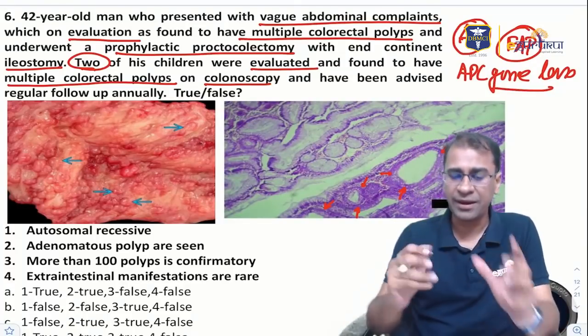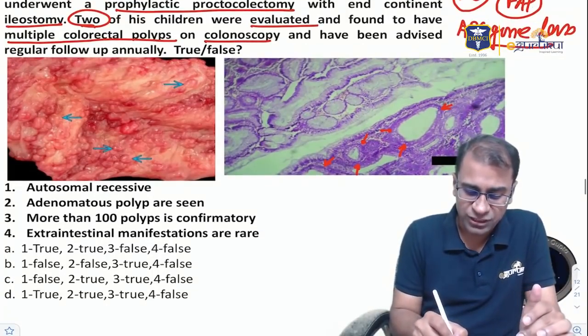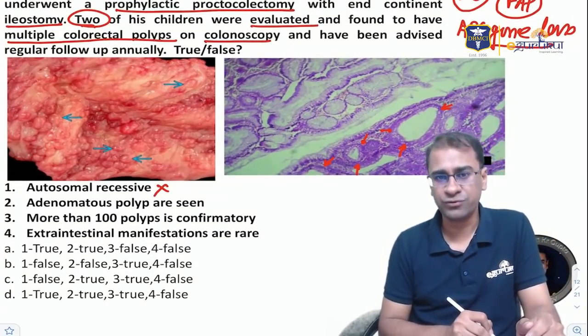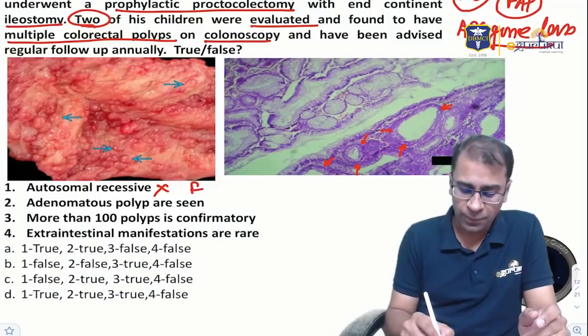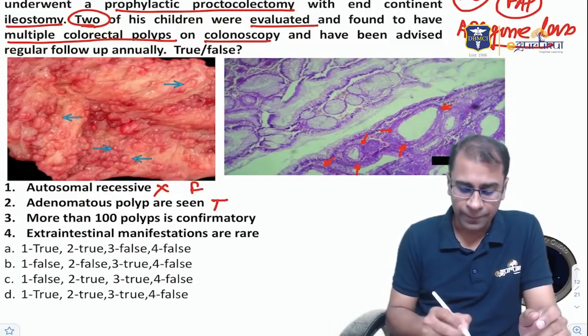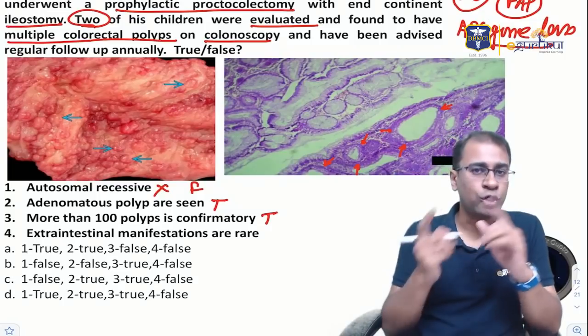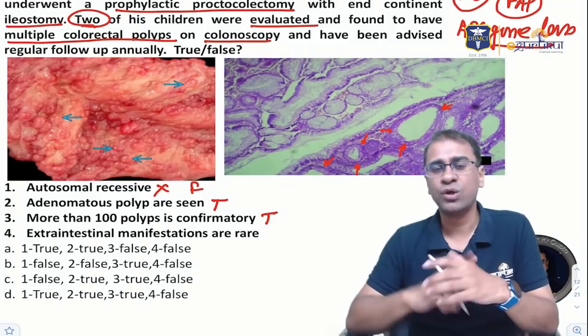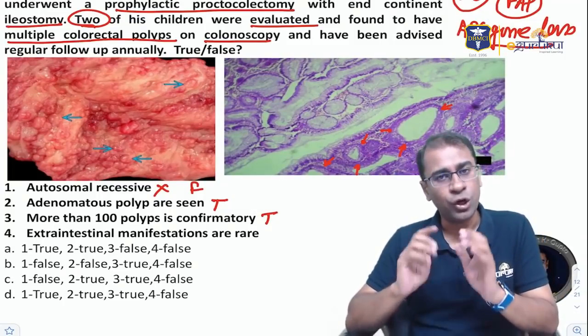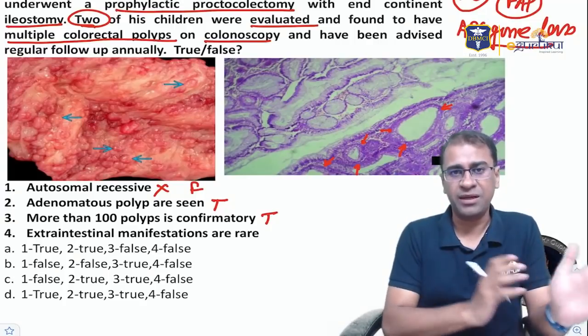With this in mind, look at the first option. It is autosomal dominant, so the first becomes false. Polyp is seen. Yes, that's true. More than 100 polyps is confirmatory, which is very, very important. And when you see more than 100, do a biopsy. If you see dysplasia in the biopsy, go for prophylactic colectomy in the patient.